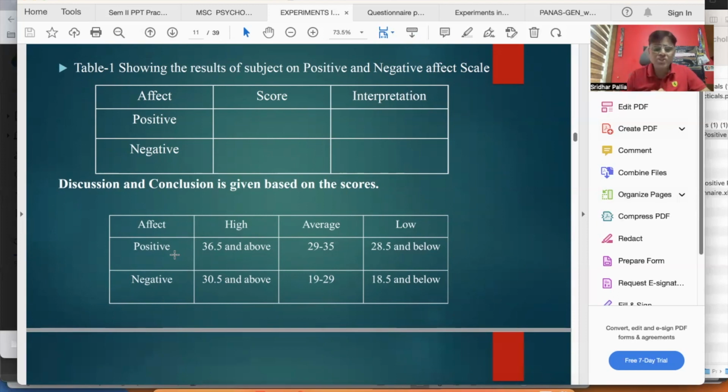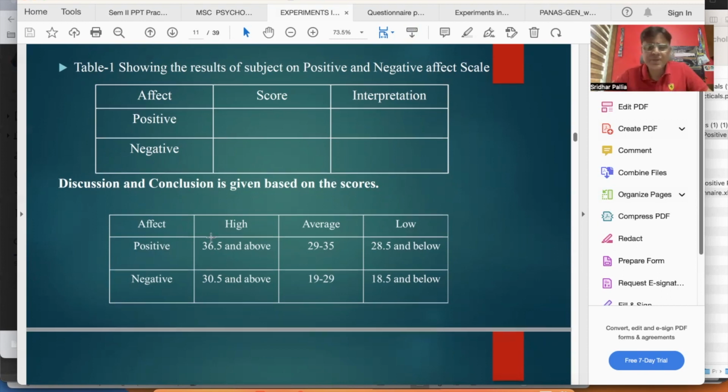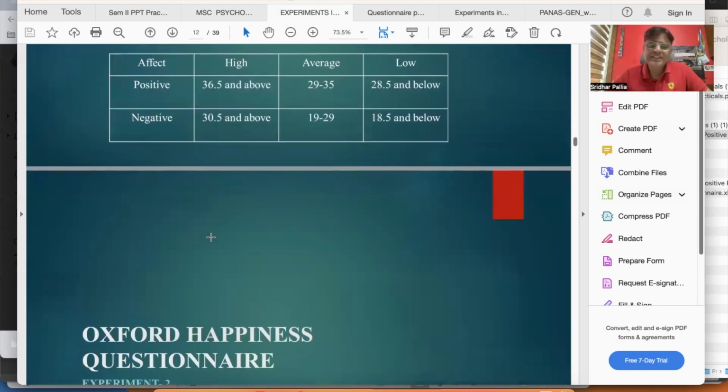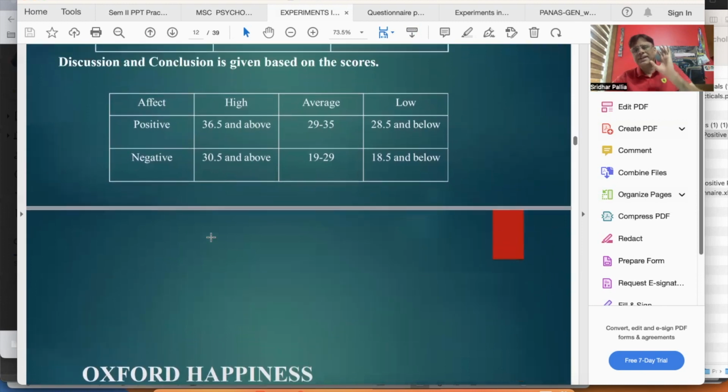Similarly, for the negative total score, if it is 30.5 and above, the negative effect is very high. When it is 19 to 29, it is average, and anything below 18.5 is low. This is the interpretation that you're going to give, and this is the conclusion that you're going to give in your exam. Simple. And this is how the experiment is done.